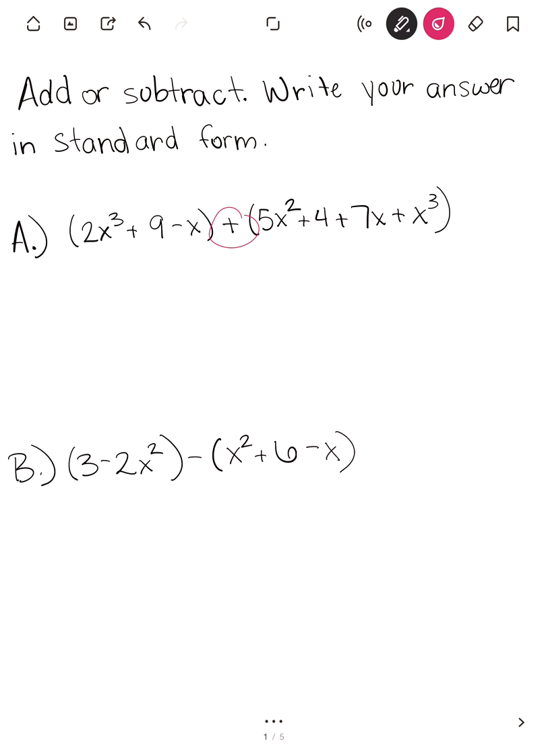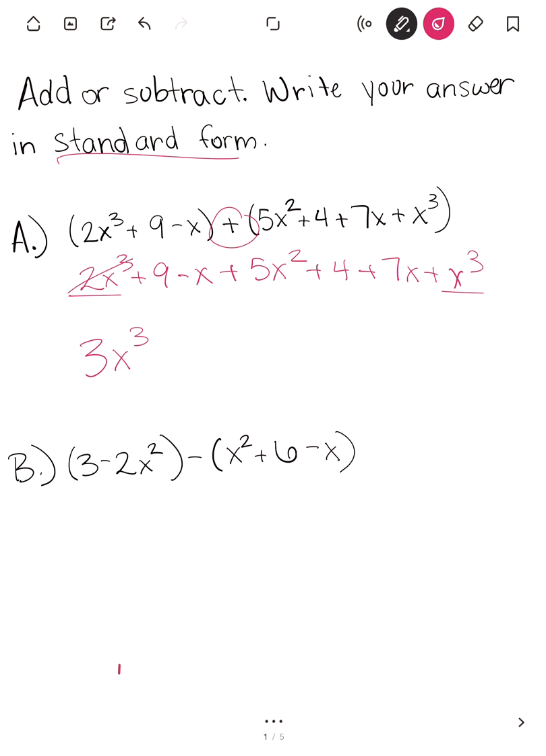And what I'm going to do is go ahead and drop the parentheses because nothing's going to change. I'm going to say 2x cubed plus 9 minus x plus 5x squared plus 4 plus 7x plus x cubed. And then I'm just going to combine like terms. If I want it in standard form, I need to make sure my variable with the highest exponent goes first. My biggest exponent is an x cubed. So I have an x cubed here and an x cubed here, and I'm going to add them. So 2x cubed plus x cubed gives me a 3x cubed.